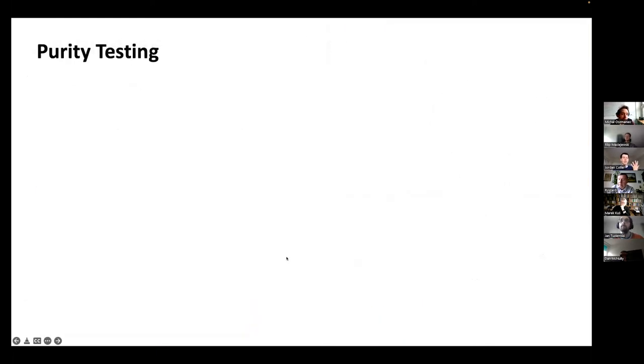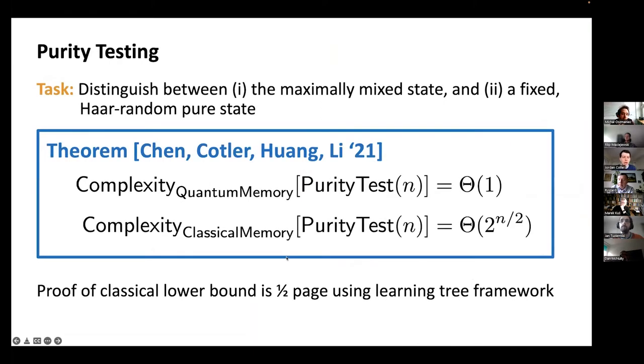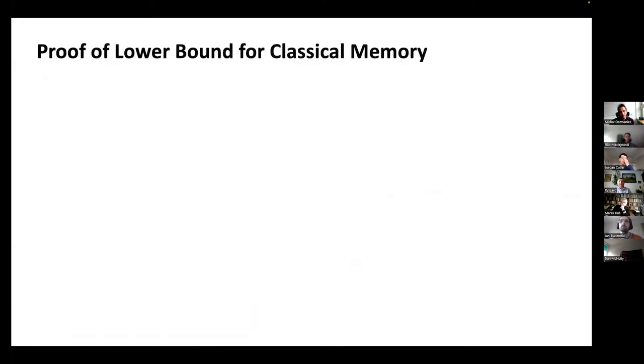So let me tell you what the upshot of all this is. Let's go back to the initial problem which I stated, in which we would like to distinguish between receiving, on the one hand, a maximally mixed state each time we query the source, and on the other hand, a fixed Haar random pure state. And I claim to you that it's exponentially hard to do this if you can only do these adaptive measurement protocols. Let me sketch the proof before we go to some other results.